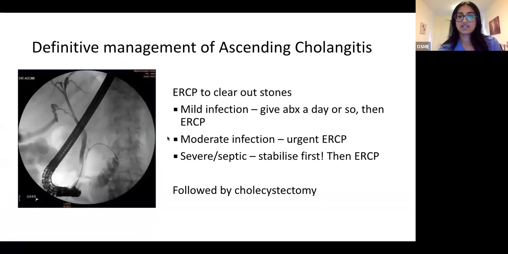Okay, and for the definitive management, you'd want to do an ERCP again to clear out all the stones. And the management varies based on the severity of the infection. So if they are septic, then the main priority is making sure they're stable. And then you can do an ERCP after that, because you can't just do that in a very, very sick patient. They just deteriorate and die first. Moderate, then you can go in with the ERCP first. And if it's mild, then you'd start by giving them antibiotics for a day or so, and then go in with the ERCP. And as always, you'd want to take the gallbladder out.